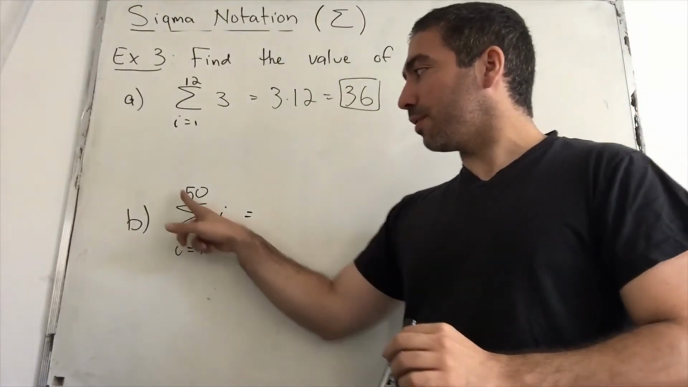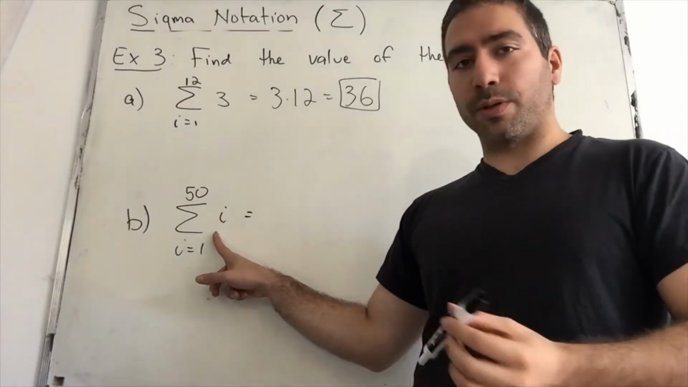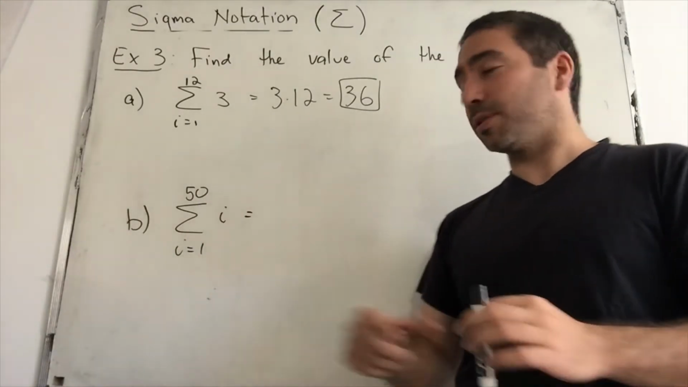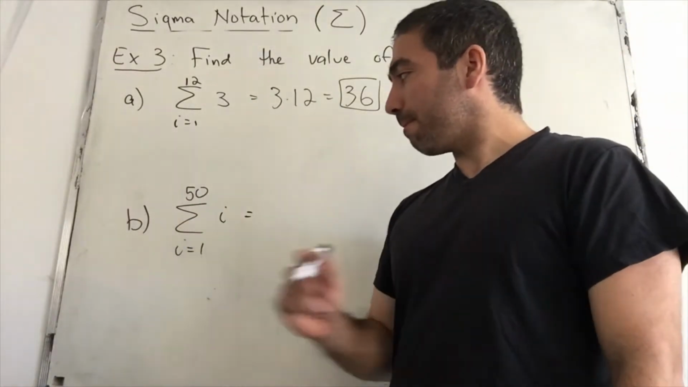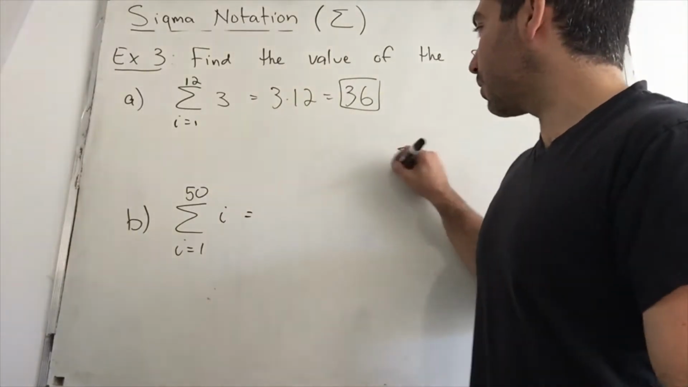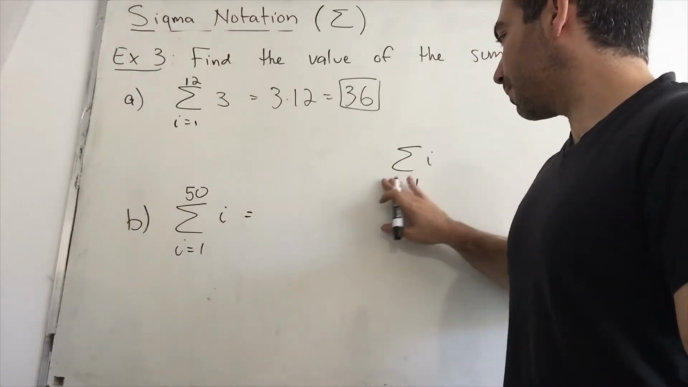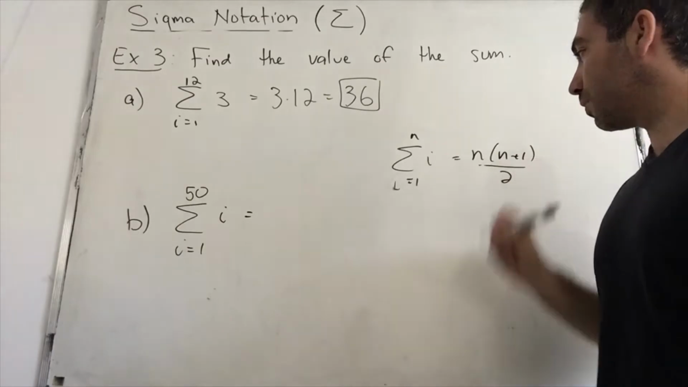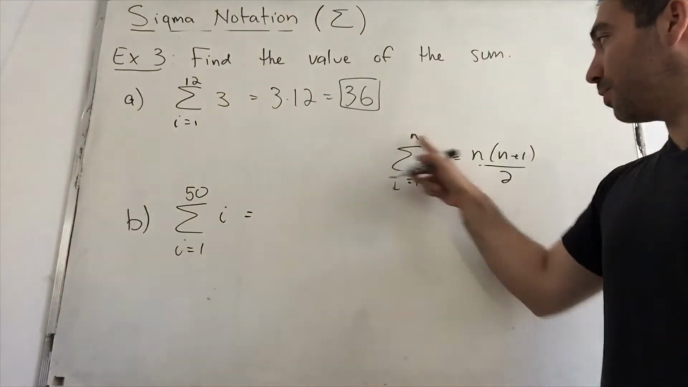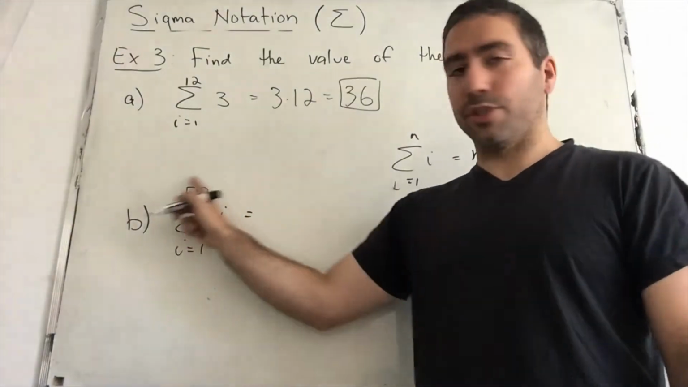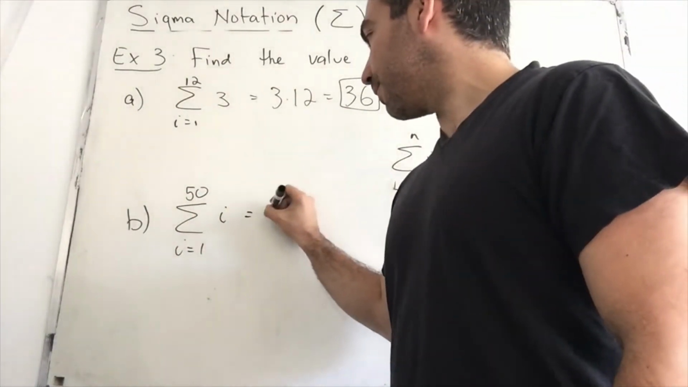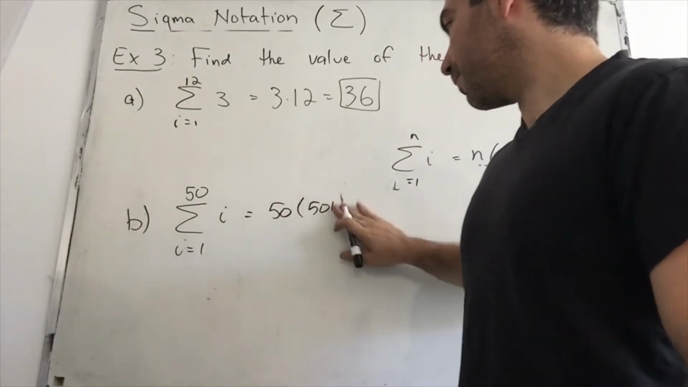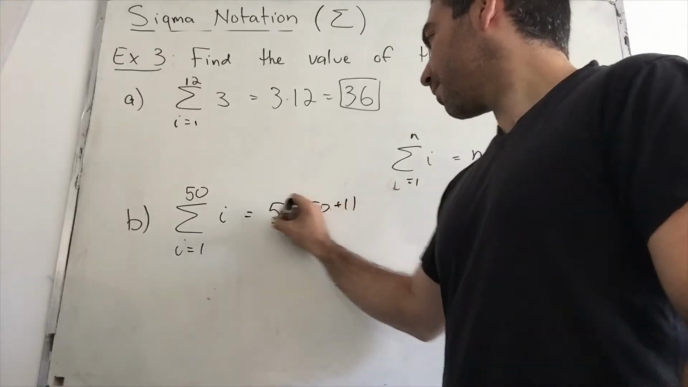Now we have the sum of i from 1 to 50. Well, how are we going to do this? What this is telling us is to add 1 plus 2 plus 3 plus 4 all the way to 50. That would take a really long time, especially if you don't have a calculator. But what we could do is apply the property that the sum of i from 1 to n is equal to n times n plus 1 over 2. So all this is telling us is to substitute the upper bound, 50, into this formula. So this is just 50 times 50 plus 1 over 2.